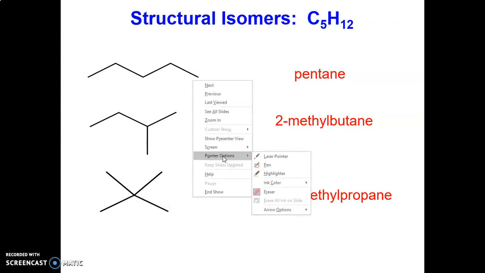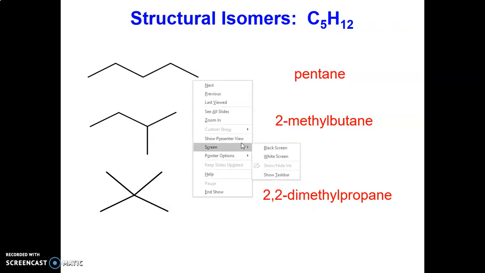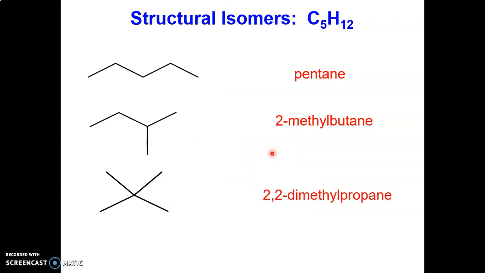Okay, let me get rid of this here. I really just want an arrow. How do we get an arrow? I don't want a laser pointer.